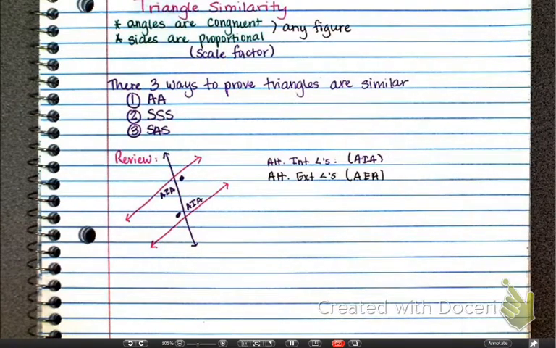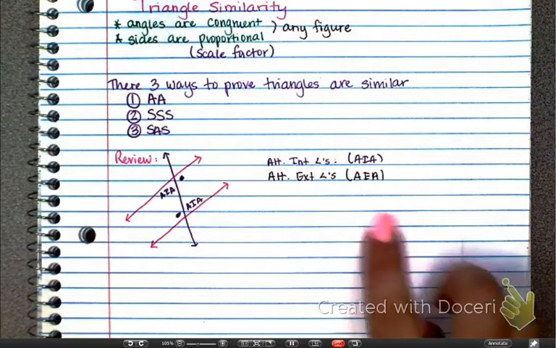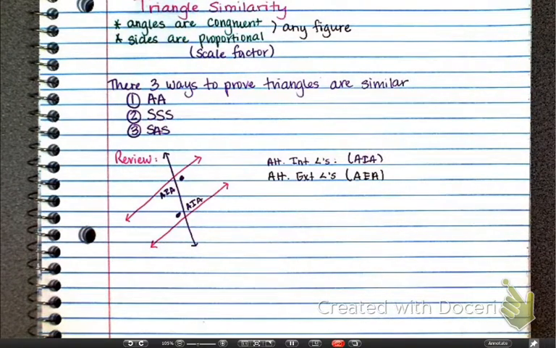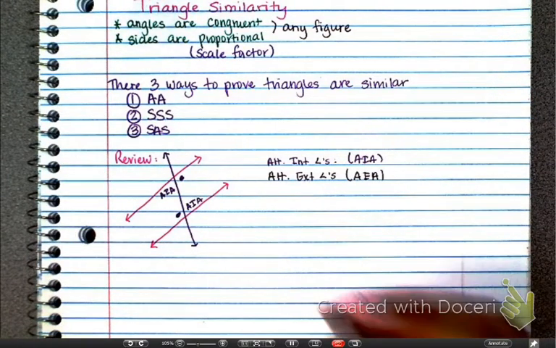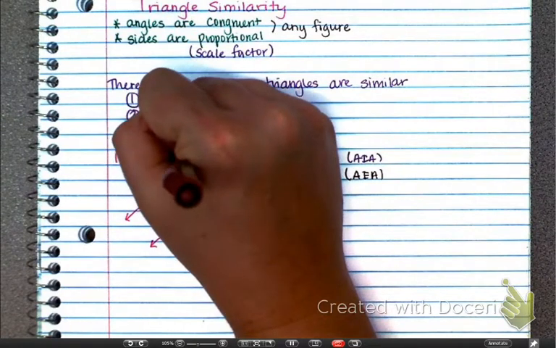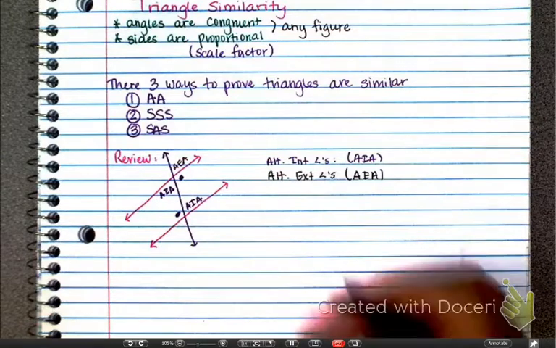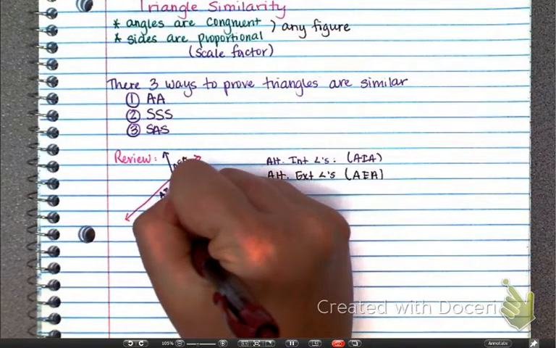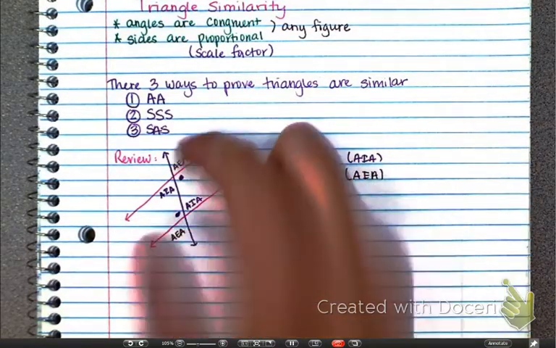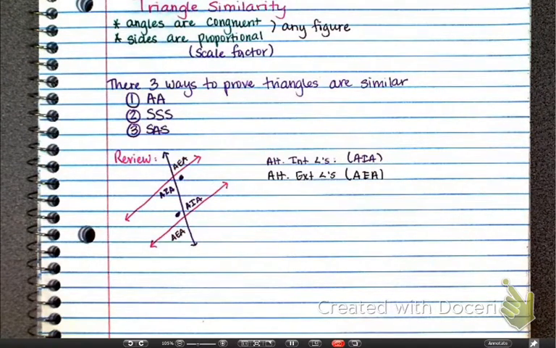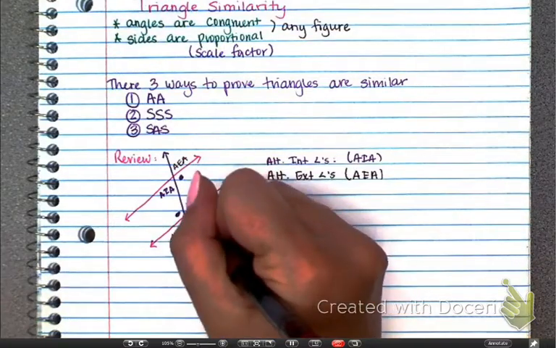So alternate means opposite sides of the transversal. Exterior tells us it's on the outside of the parallel lines. So alternate exterior angle there with this one here. Opposite sides of the transversal outside the parallel lines. Are there any more sets of alternate exterior angles? Yes. These ones, right?